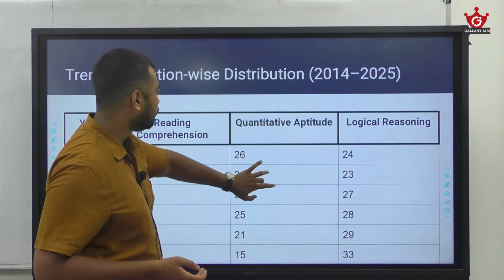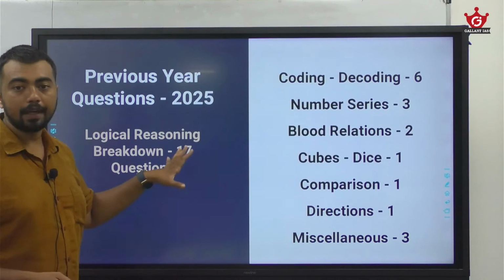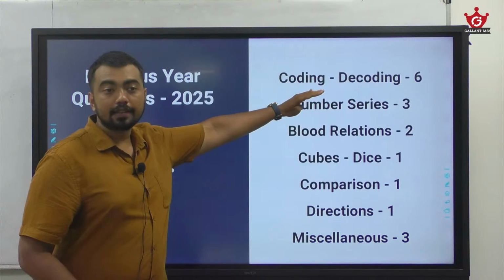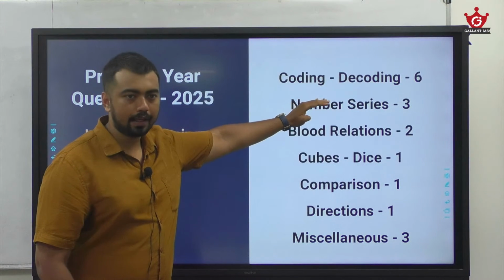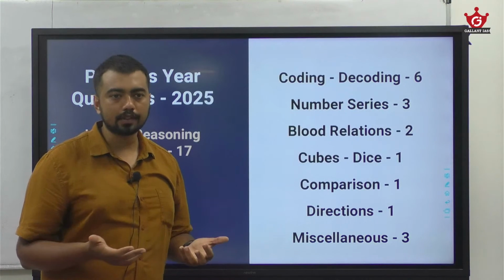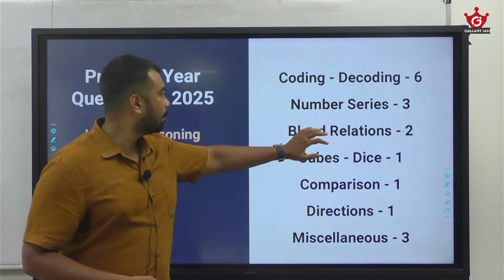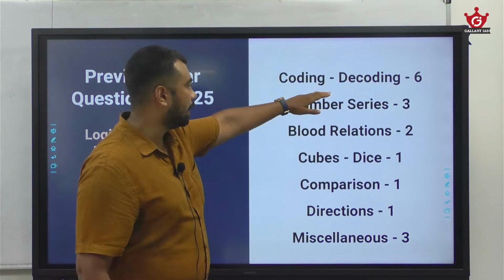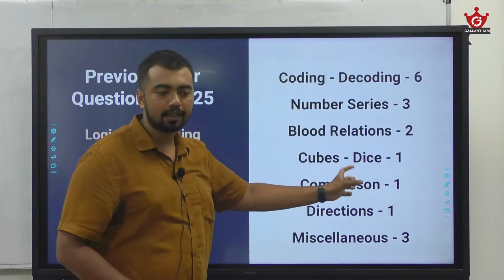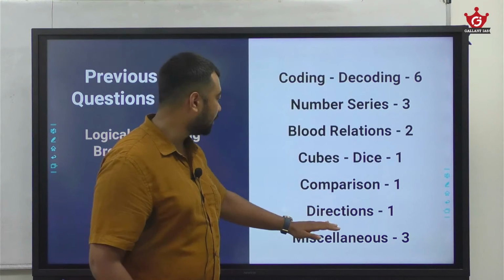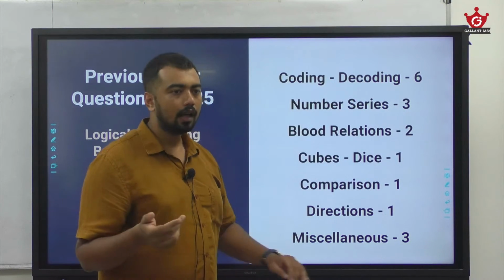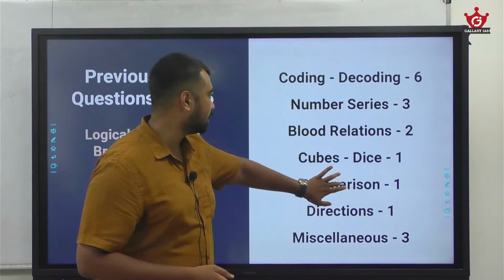So this is the breakdown of the 2025 CSAT paper, logical reasoning. Interestingly, there were 6 questions from coding and decoding. Usually they used to ask 1 or 2 questions. In 2024, there were 3 questions, and this year we had 6 questions. So this is a very interesting and very important part. In number series there are 3 questions, blood relations 2 questions, cubes and dice 1 question, comparison 1 question, directions 1 question, and miscellaneous, which cannot be strictly put under any particular heading, there were 3 questions.